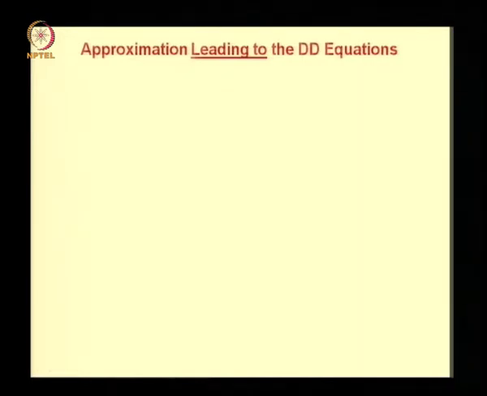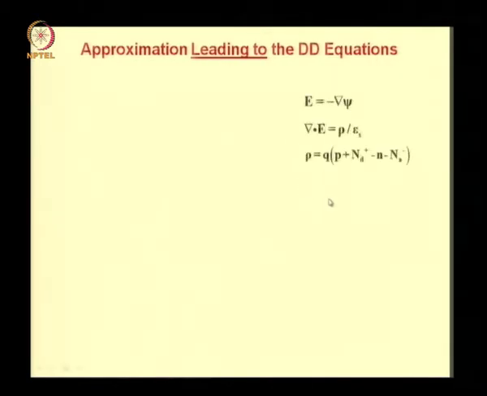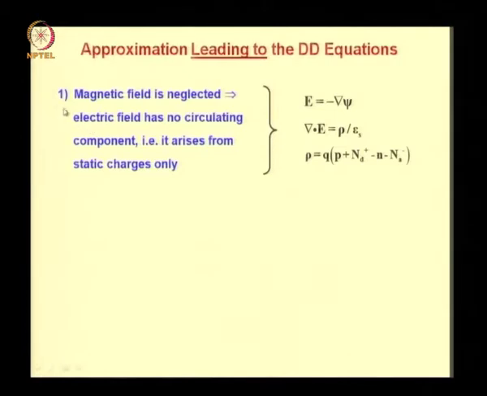So let us look at the approximations which lead to the drift diffusion equations. So these are the approximations made in the qualitative stage. I am just repeating something that we have done earlier. So for the electrostatic equations, you know that the approximation is that magnetic field is neglected and electric field has no circulating component, that is, it arises from static charges only.